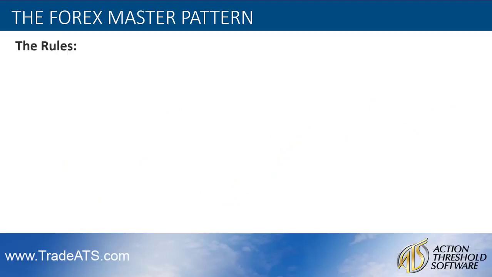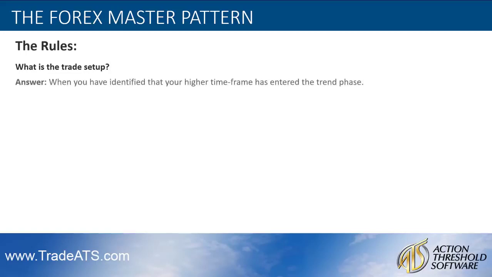Okay, so what are the actual hard rules to this strategy? What is the trade setup? When you have identified that your higher time frame has entered the trend phase, so if you're looking at that 4 hour chart like we were looking at, when it settles above or below your average price line, then that is the directional bias you need to form. That's your setup, when you've accurately identified that price settling long or short.